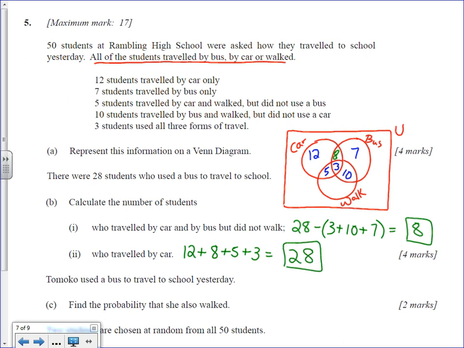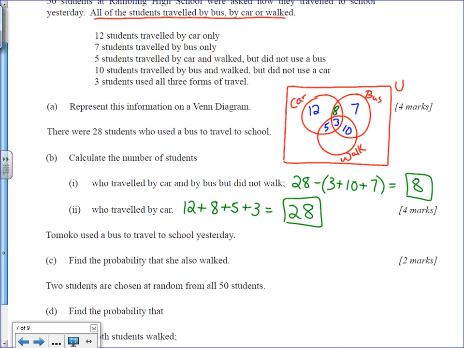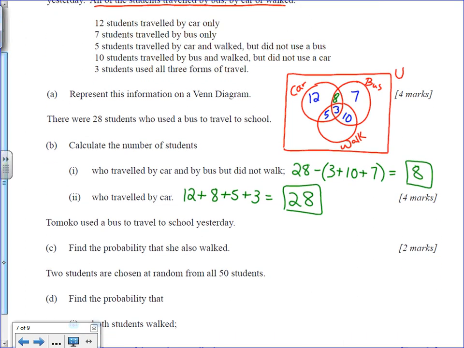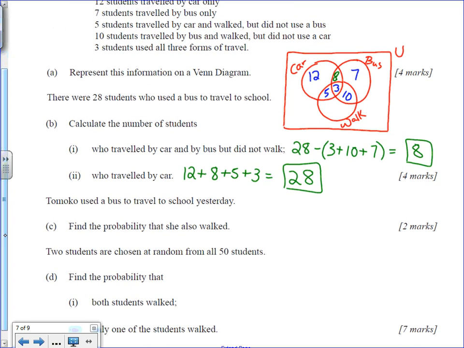Okay. Going on to probability. Tamako used a bus to travel to school yesterday. So we know that she's in that circle of the people who used a bus. Find the probability that she also walked. This is called conditional probability. This is the probability that something happens given that something else already happened. Okay, so the probability that she's a walker, knowing that she definitely took the bus.